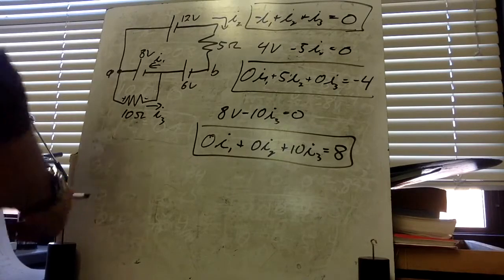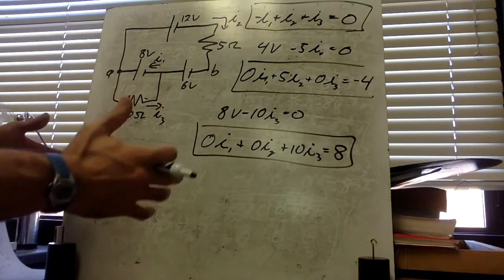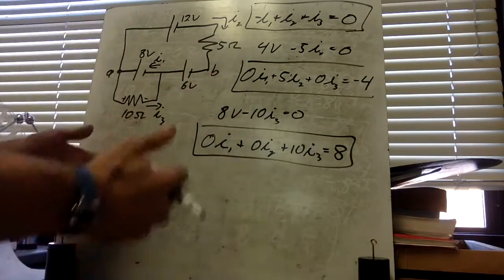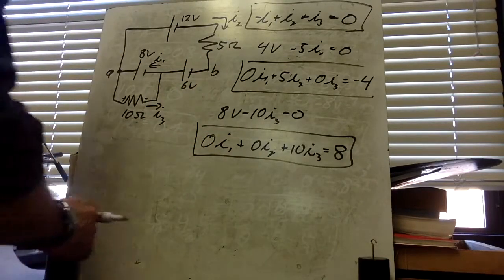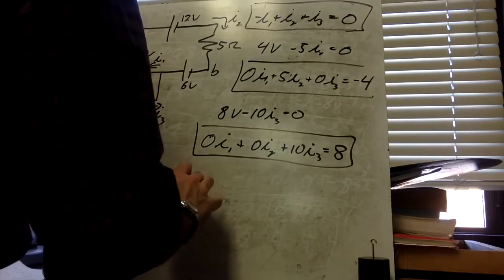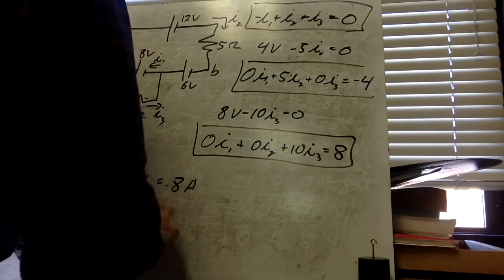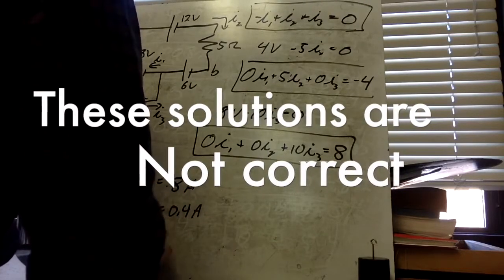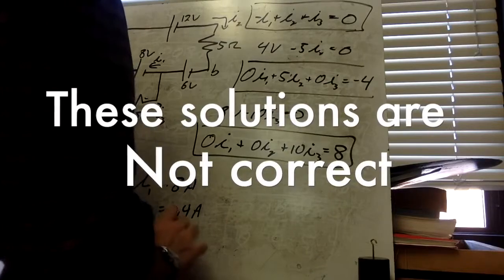All right, and if you want to see the matrix, I can show you later, or how to solve it that way, but solve it one way or another, and the answer you should get is that I1 is 0.8 amps, I2 is 0.4 amps, and then I3 is 1.2 amps.